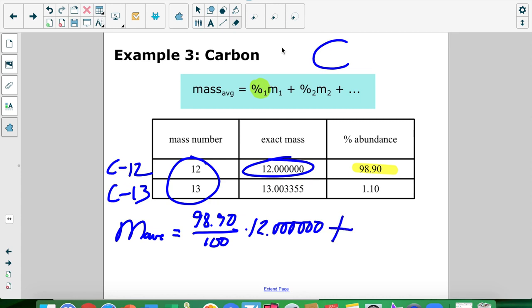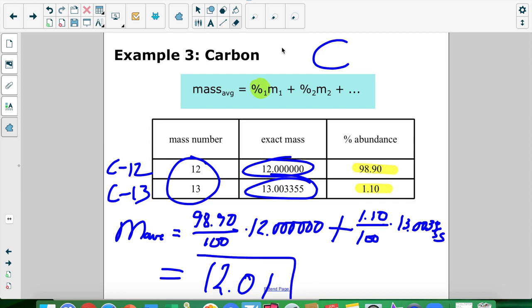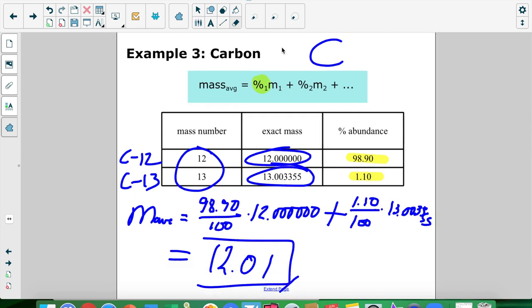Plus the abundance of the second isotope in percentage. So that's going to be 1.10 divided by 100 times the exact mass of the second isotope, which is 13.003355. So if I add this together, the answer is going to be 12.01. And if you look up on the periodic table, that's the average atomic mass of the element called carbon.